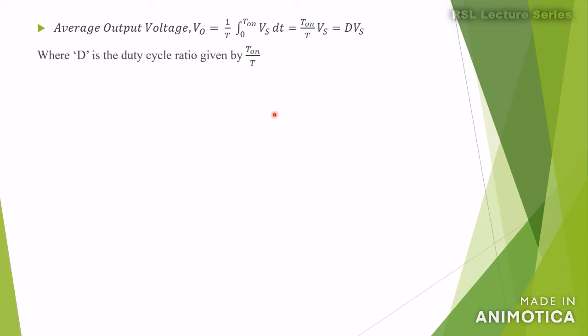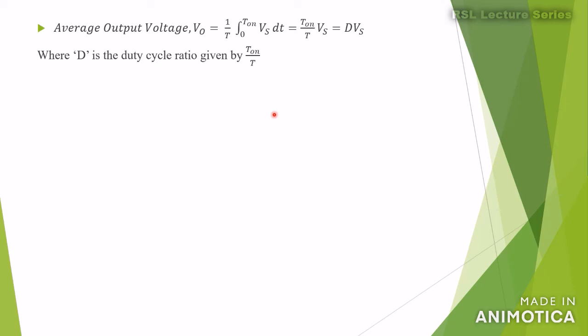Now we'll derive the average value of the output voltage. The average value of the output voltage V0 is given by 1 by T integral 0 to T on Vs dt. Only during the on time the output voltage will be equal to Vs, otherwise it is 0. On integrating this we get T on by T into Vs. This can be written as D into Vs, where D is defined as the ratio between on time and total time period. It is the duty cycle ratio.